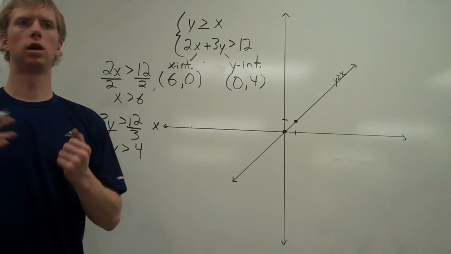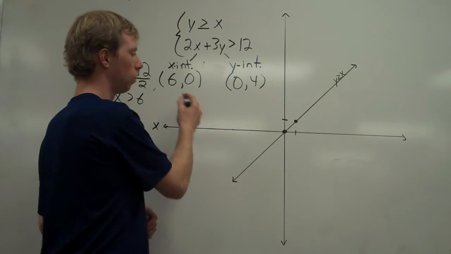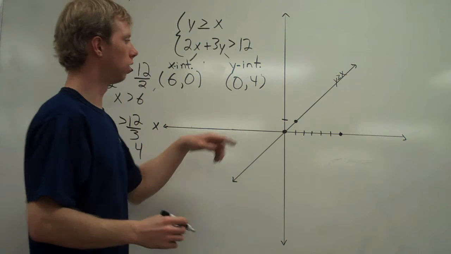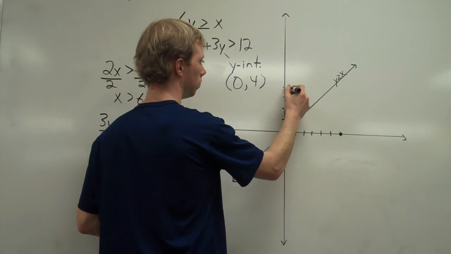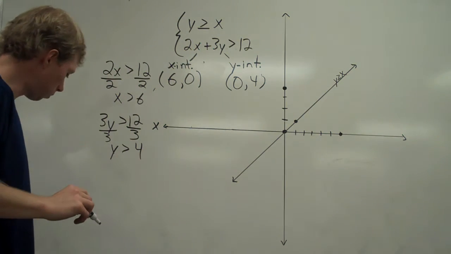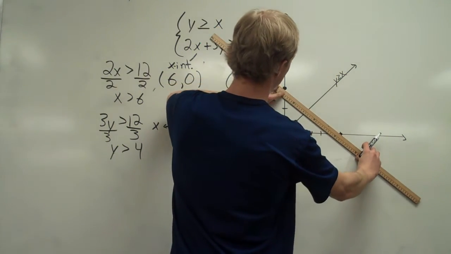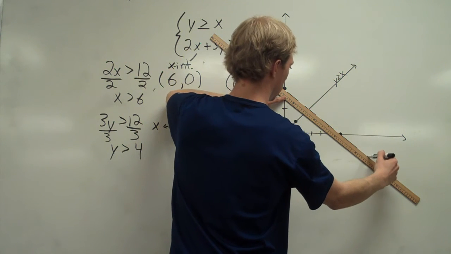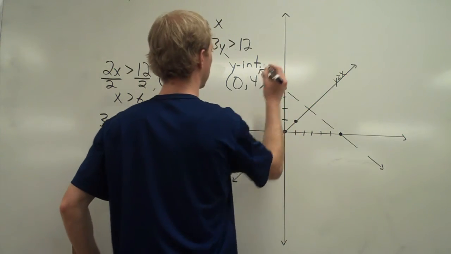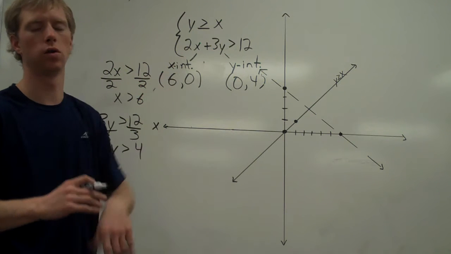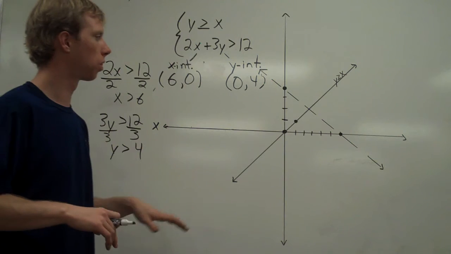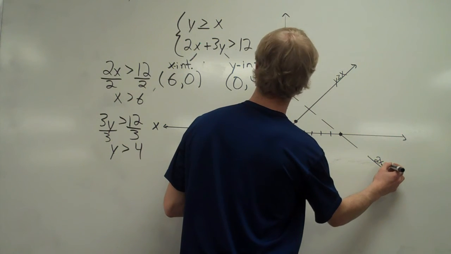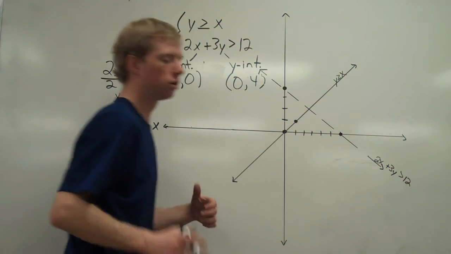So now I have 2 points, which is exactly the number of points I need to draw a line. So I come over here and I continue. I've got (6, 0) and (0, 4). I can come over here and I can draw my line. Now I drew a dashed line here because I had a greater than sign. I did not have a greater than or equal to or a less than or equal to. So I have one solid line, one dashed line. Now I'm going to label my dashed line: 2x plus 3y is greater than 12.